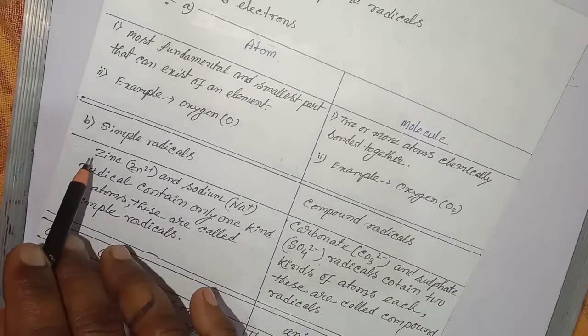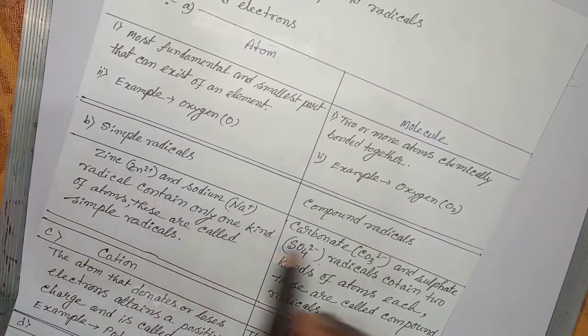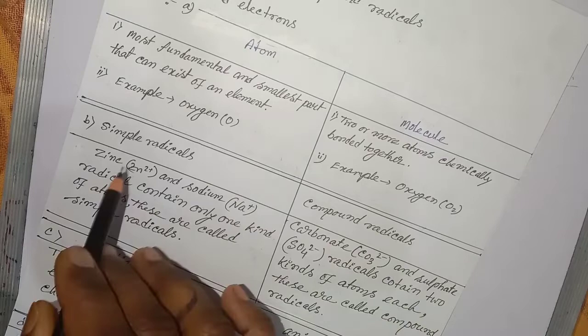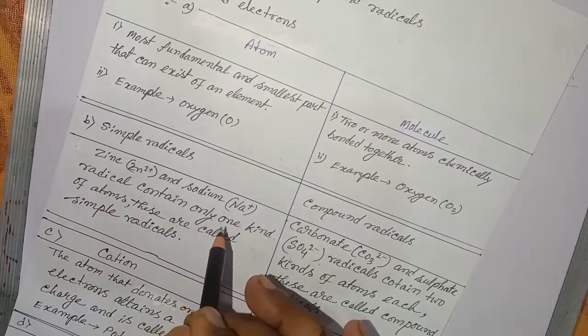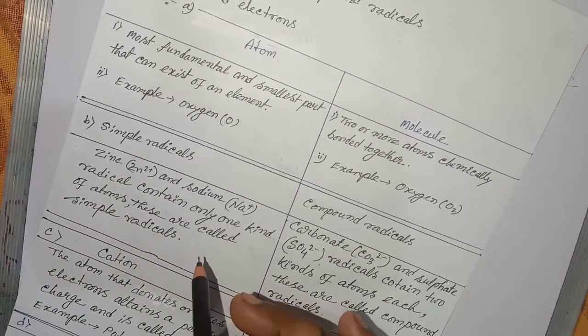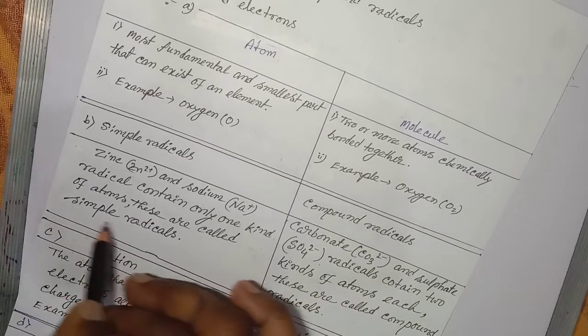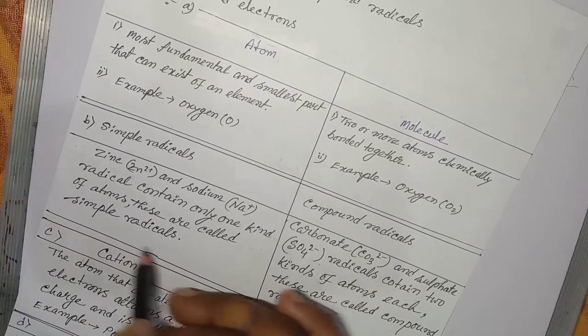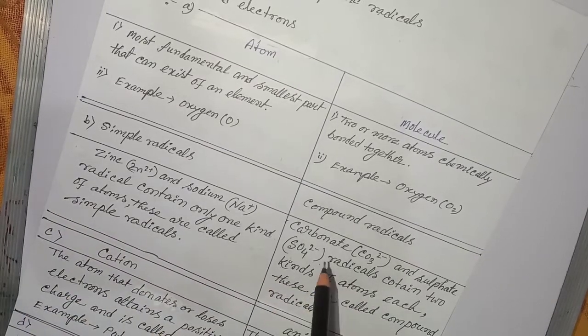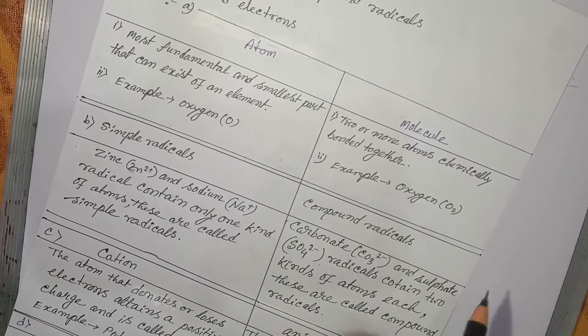Next, the difference between simple radicals and compound radicals. Simple radicals, such as zinc and sodium radicals, contain only one kind of atom. These are called simple radicals. Next, the carbonate and sulfate radicals contain two kinds of atoms each. These are called compound radicals.